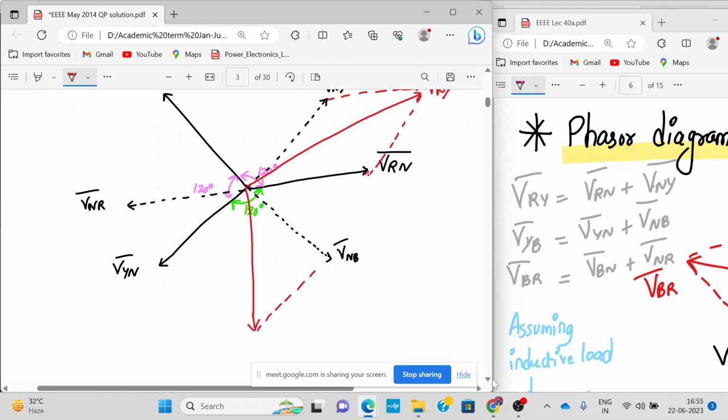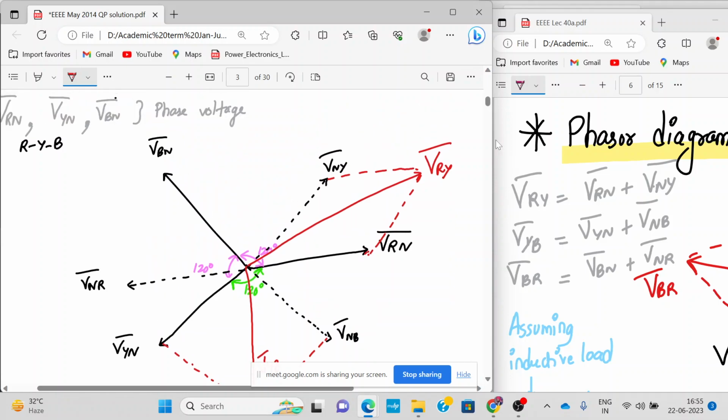So again draw dotted line and dotted line. This is a vector sum. This is VYB, again a line voltage. The red color are the line voltages. And the last one is VBR, the addition of VBN and VNR. So exactly in the middle. I hope this is clear to you. This is by the law of parallelogram. This is VBR. Easy it is.